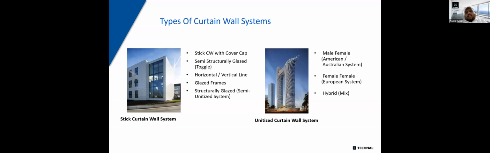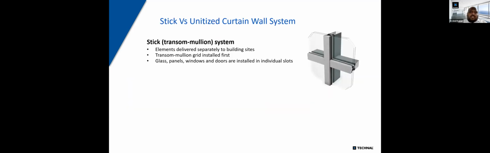And then we have also the structurally glazed system, which is popularly known as a semi-unitized system, and we'll talk about that as well. In the unitized curtain wall system, we have the male-female or the American or Australian system. We have the female-female European system, and we have the hybrid. We have a mix of male-female and female-female, which also we will see today.